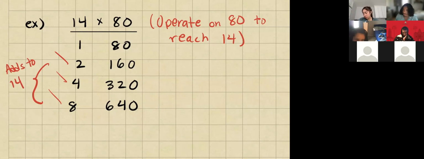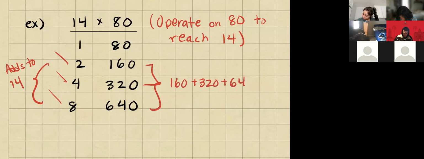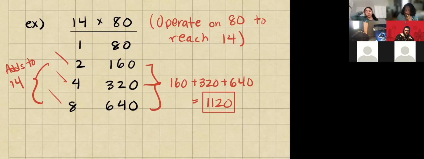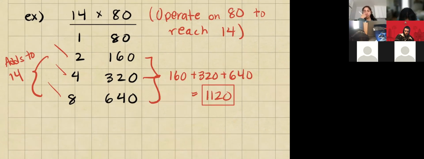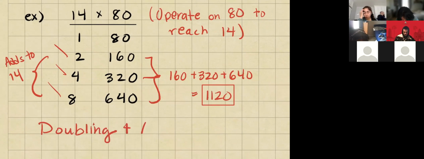And so what we do is we take these three values to get our solution. Pretty cool, right? This is called the doubling and adding method.